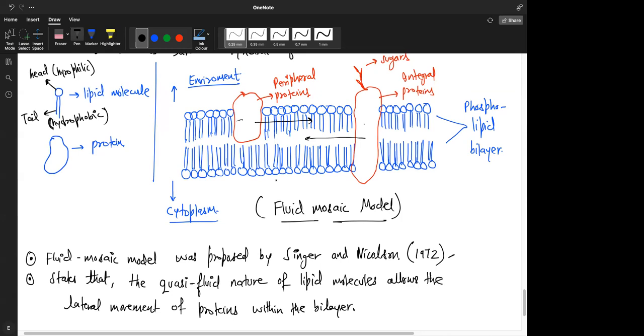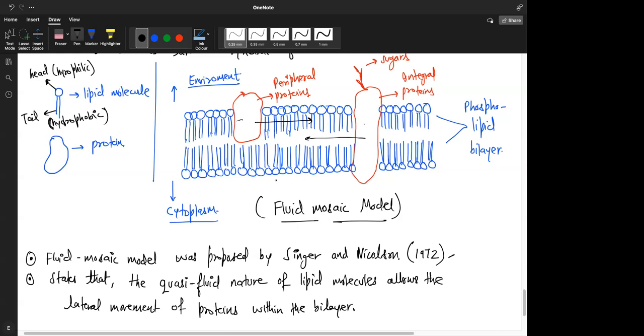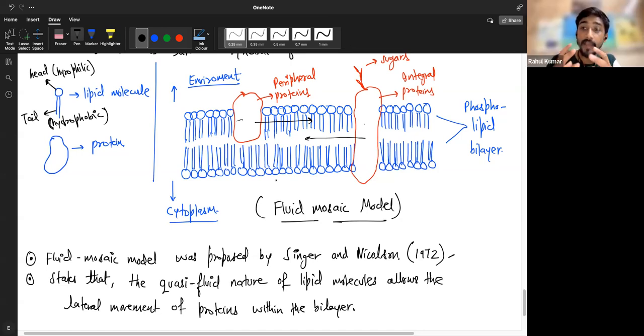Because these lipid molecules, which are making the bilayer, are very, very fluid, things can easily move within it, as if they are slipping through it. You understand? So this proves that the plasma membrane is not something rigid. It is something very fluid, and proteins present in it can change positions and move from one place to another. That happens because of the quasi-fluid or semi-fluid nature of the lipid molecules. So remember this word. This is important.